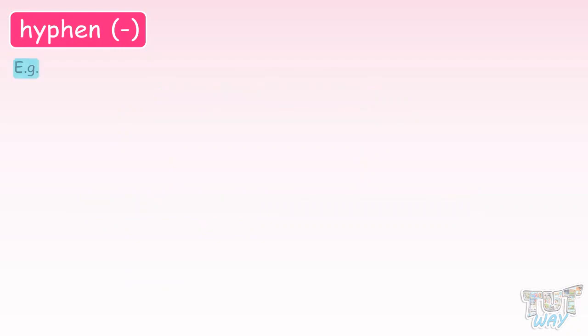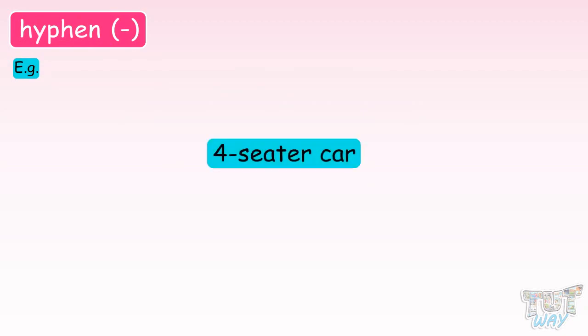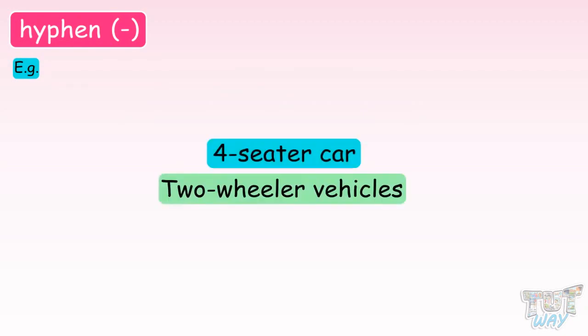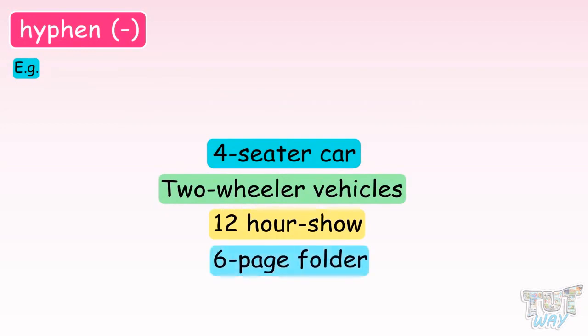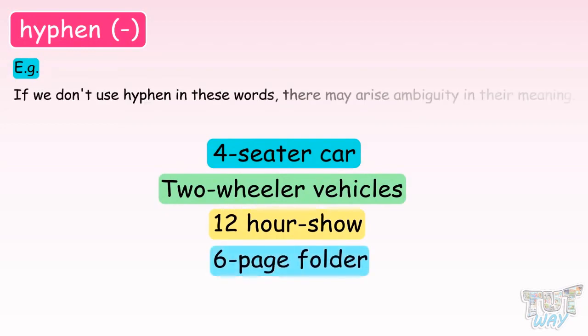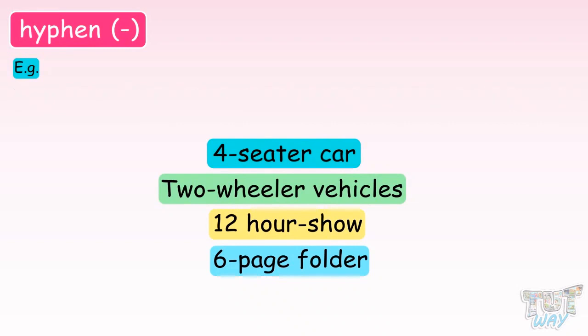Let's have some examples of words that are glued together with the help of hyphens. 4-seater car, 2-wheeler vehicle, 12-hour show, 6-page folder. If we don't use hyphen between these words, there may arise ambiguity. Now let's learn the next use of hyphens.